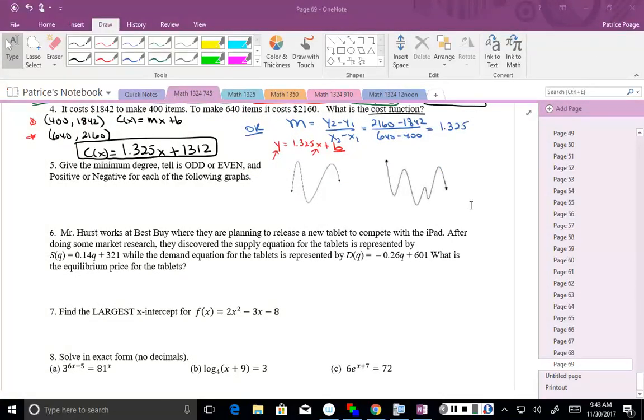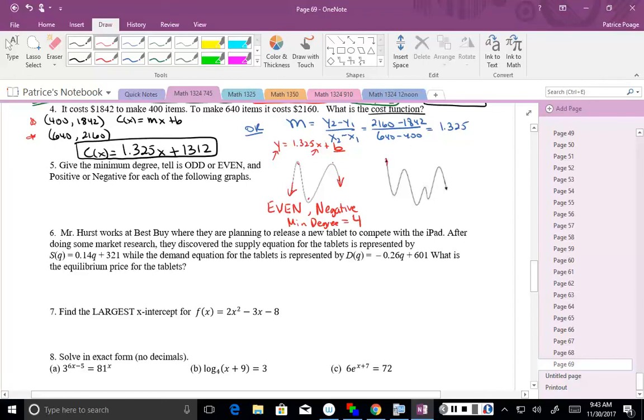Okay, so number 5, it says give the minimum degree, tell if it's odd or even, positive or negative. So these ends are both pointing in the same direction, which makes this even. Since they're both pointing downward, it makes it negative. And then you count 1, 2, 3 turnarounds, so the minimum degree this could be is 4.